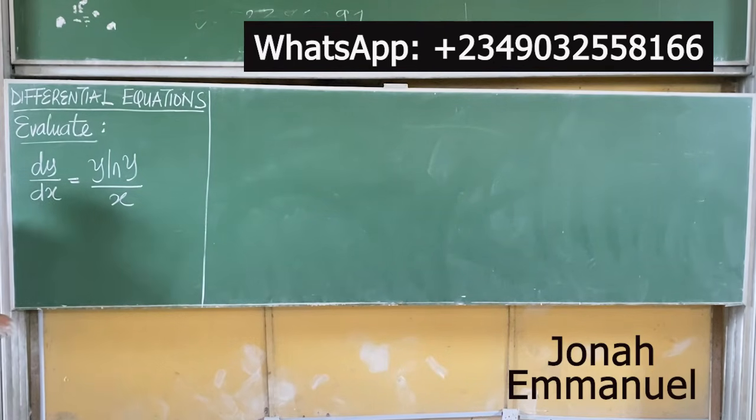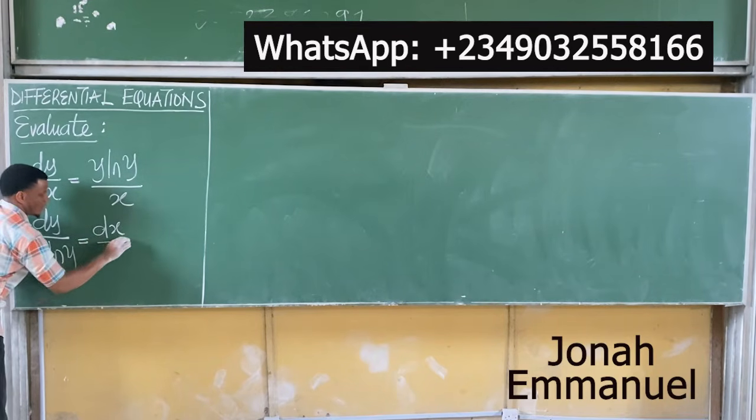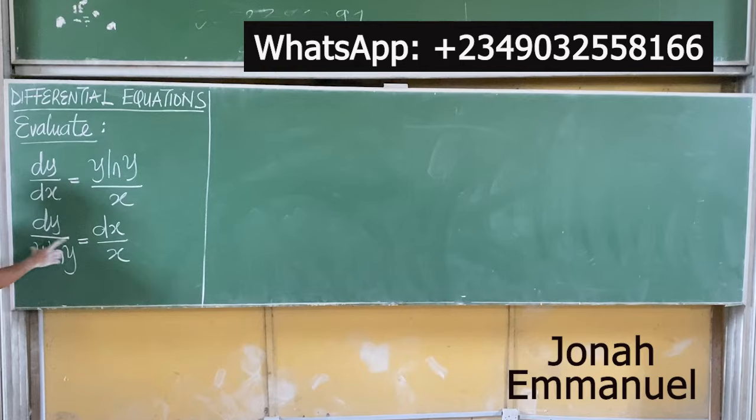So what to do here is very simple. Move this one over here, move this one over here. So I'll have dy all over, this comes down here, these two can swap. So y ln y is equal to, this goes up here, dx all over x. Observe that the y terms are now on this side. What's my next step there?